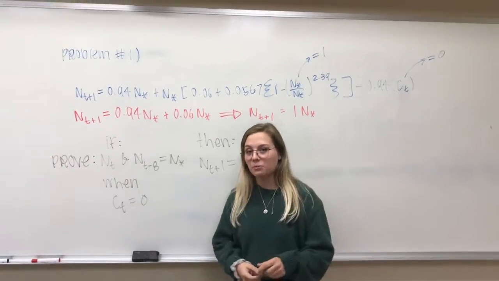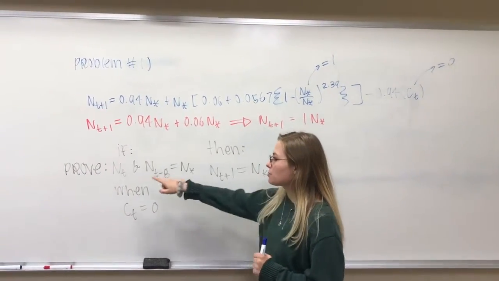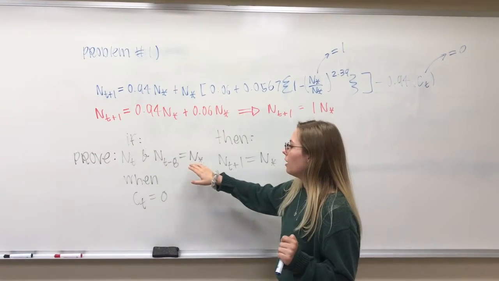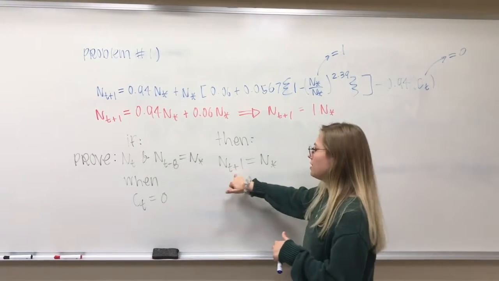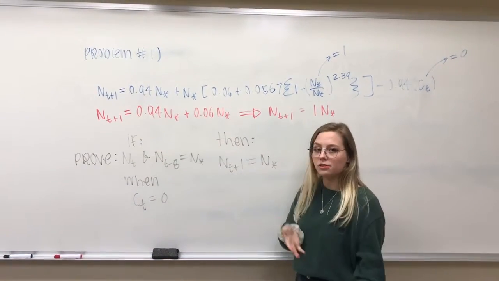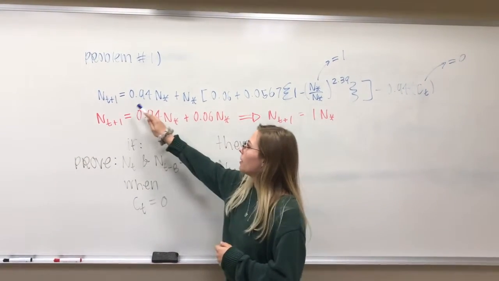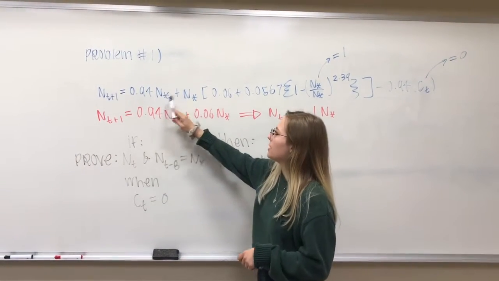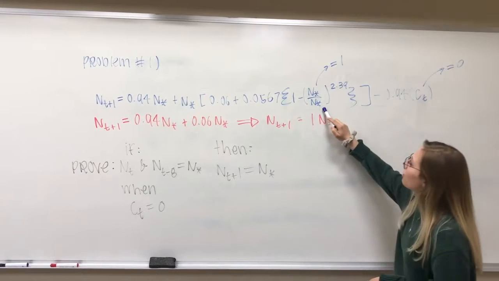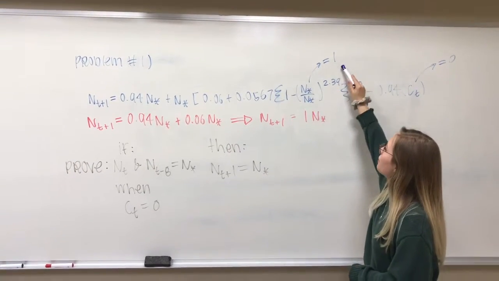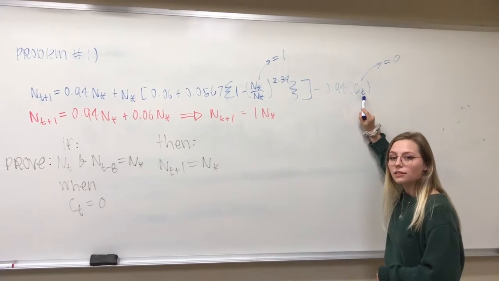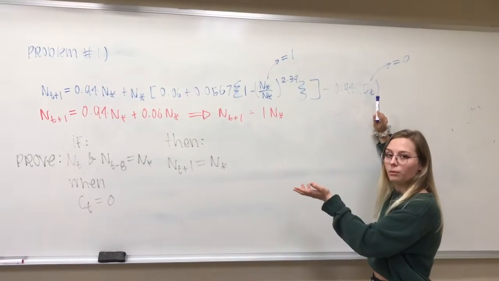For problem number 1, we're proving that if N t and N t minus 8 are equal to N star, then N t plus 1 has to also equal N star. So we took our main equation, and instead of N t and N t minus 8, we plugged in N star, which once you come over here, you get N star over N star. That equals 1. And we are also looking at when harvesting is 0.